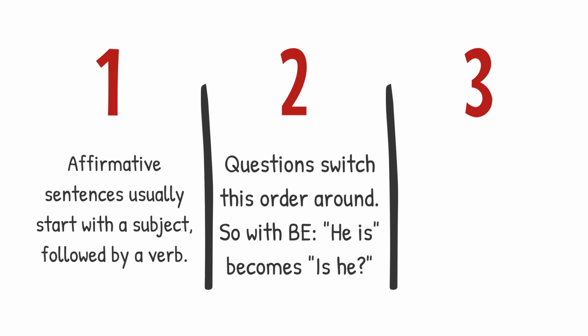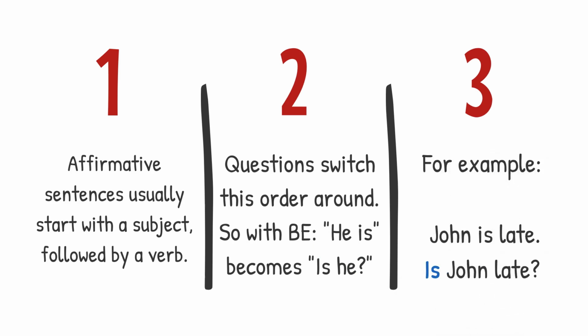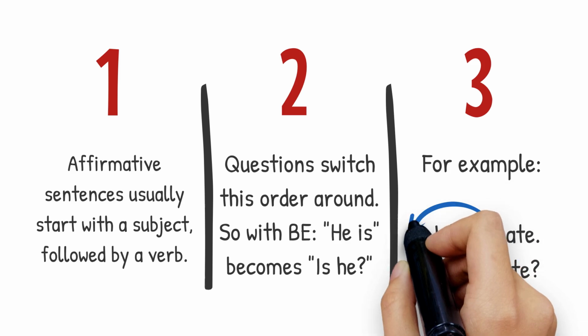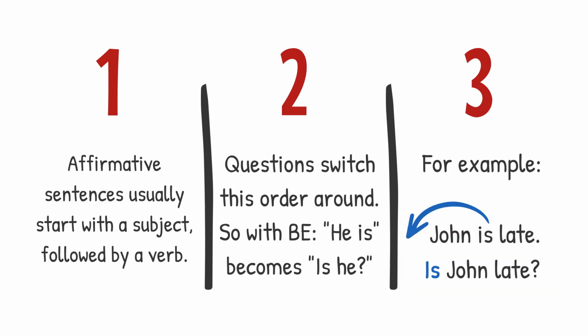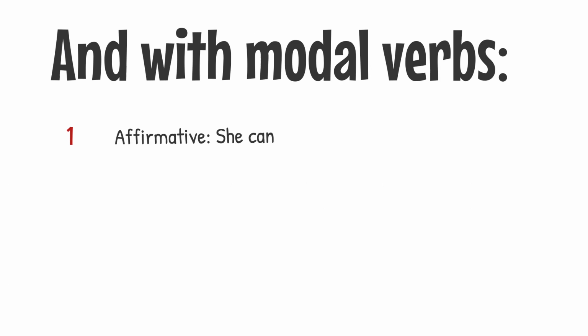Let's look at an example. In this sentence, John is late. We have the subject, John, followed by is, which is the singular form of the verb to be in the present simple tense. To make a question, we simply put the verb is in front of the subject, John. Is John late? We do the same thing with modal verbs.